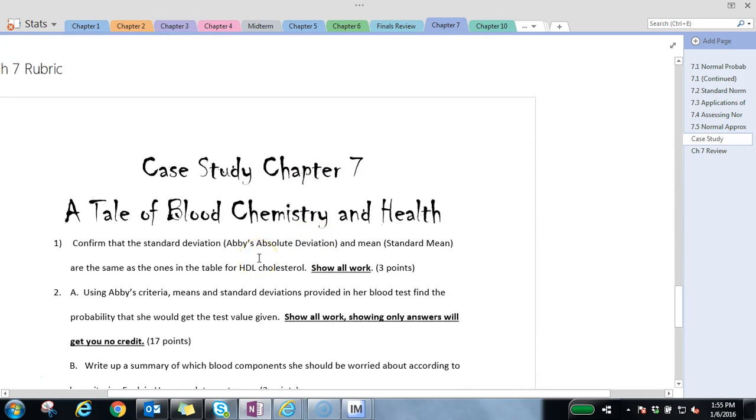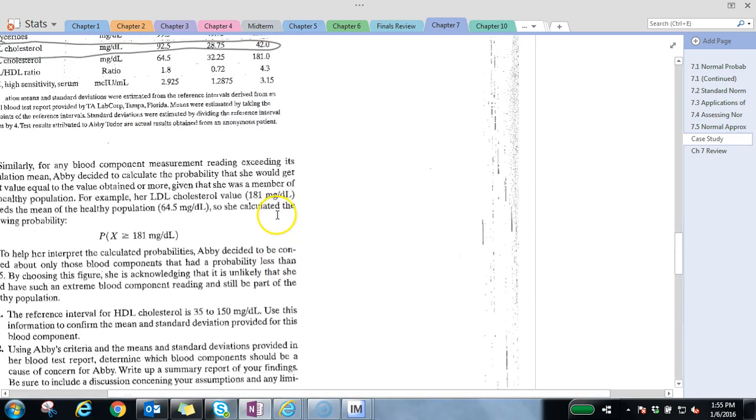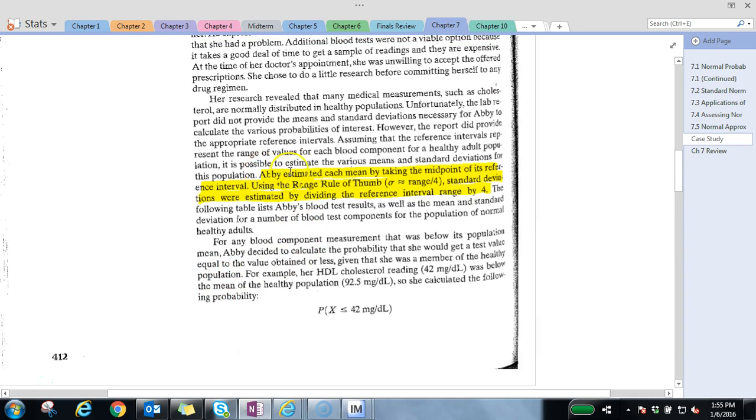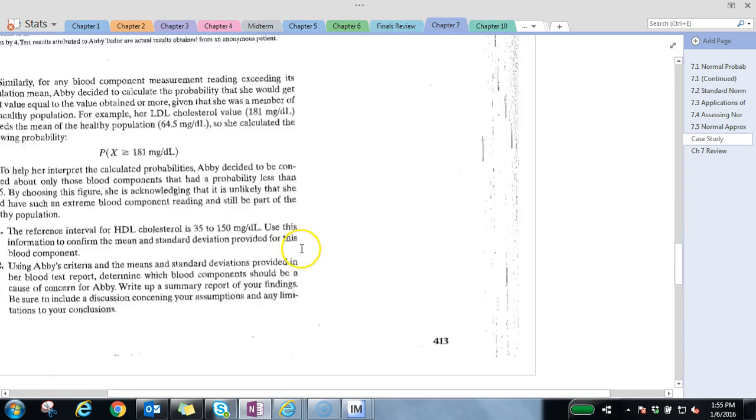Confirm that the standard deviation, Abby's absolute deviation, that's what they call it, and the mean, standard mean, are the same as the ones in the table for HDL cholesterol. So, on the first page, it says Abby estimated each mean by taking the midpoint of its reference interval. So they gave a low point and a high point, and she found the midpoint, and that was her mean. Used the range rule of thumb, so the standard deviation was the range divided by 4 of, again, those two numbers.